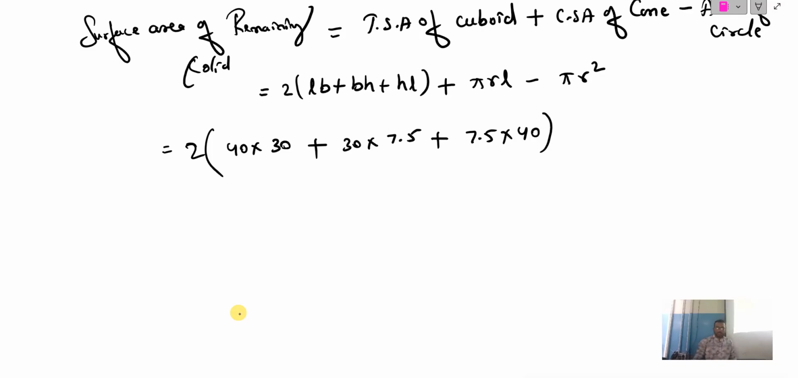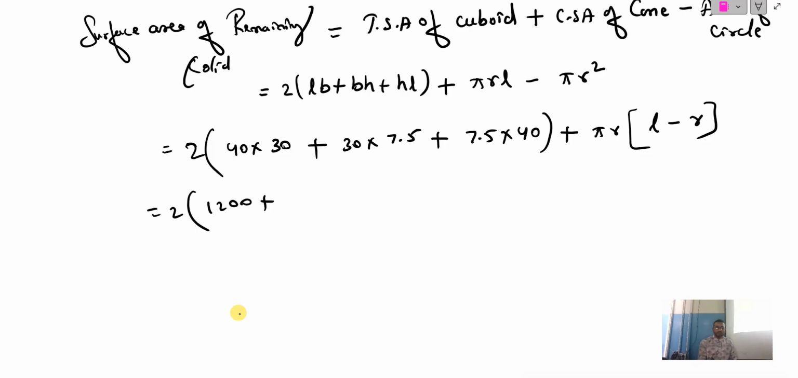Into radius. What is the radius of cone? Radius of cone is 10 centimeter, right? Into what is L? Slant height. What is the value of slant height? Do you know? We don't know slant height. So can we make one right circular cone? In this right circular cone, we know height is 7.5. Yes. We know radius is 10. Now we can find L.